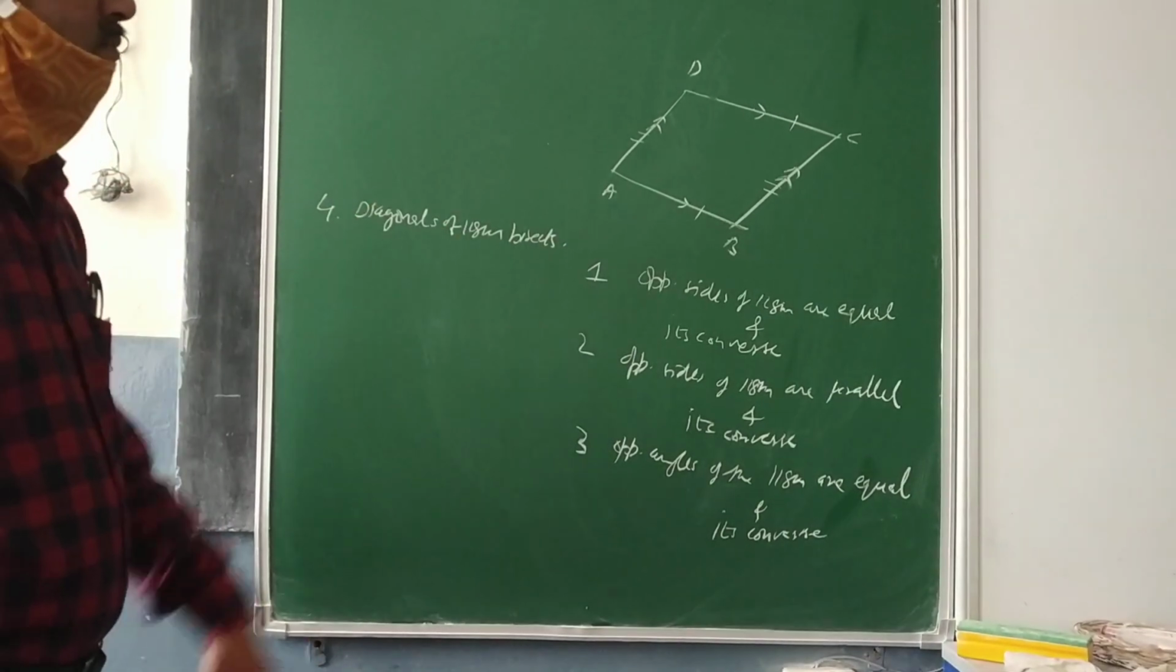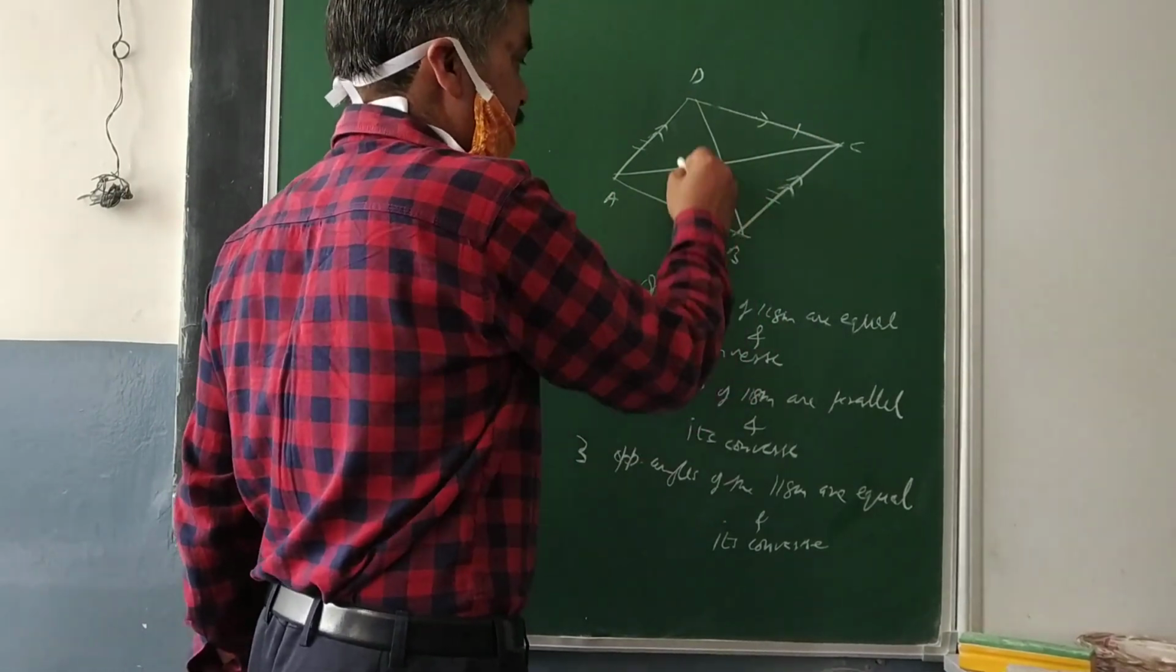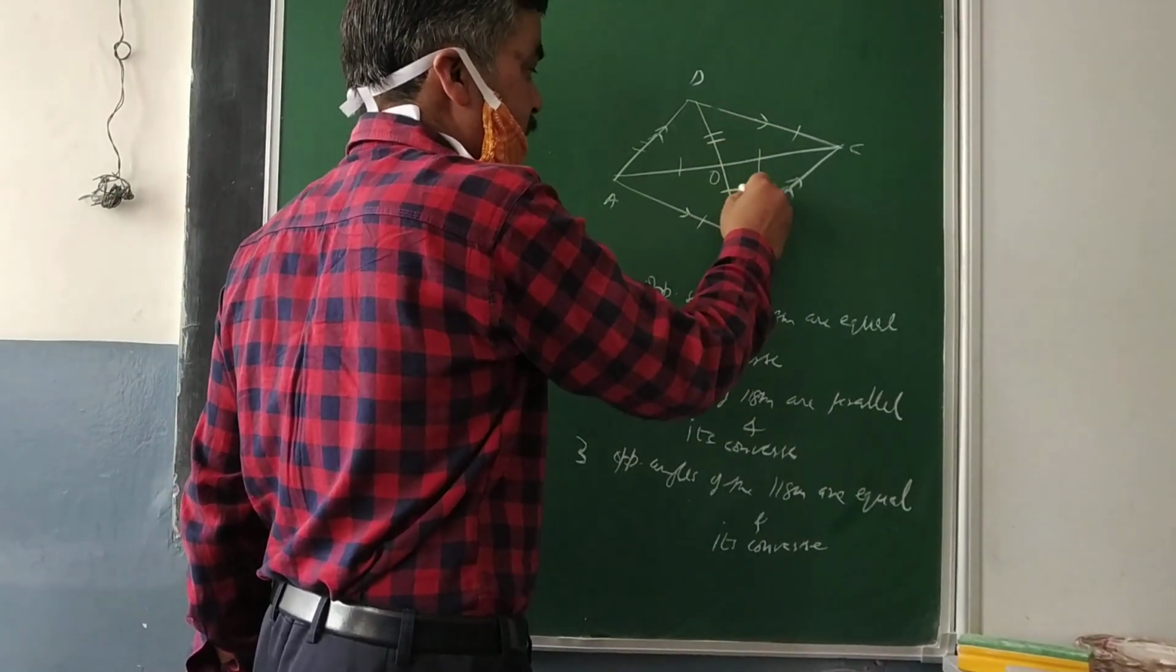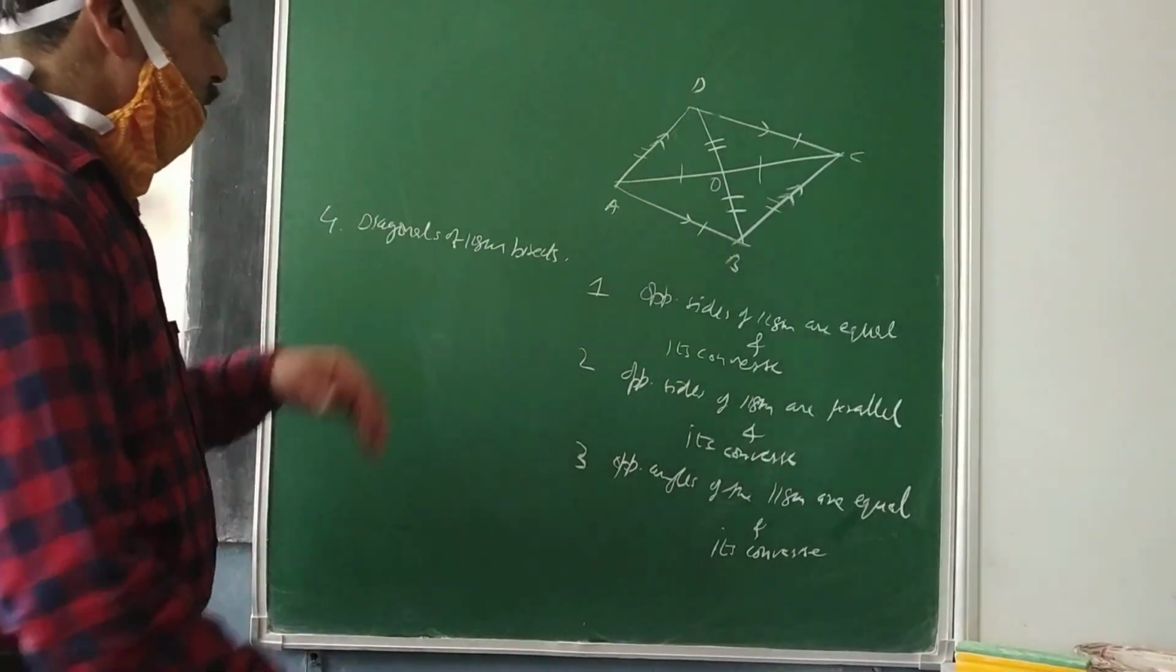Diagonals of a parallelogram bisect each other. If I draw the diagonals here, this part is equal to this part and this part is equal to this part, that is, OA is equal to OC and OD is equal to OB.